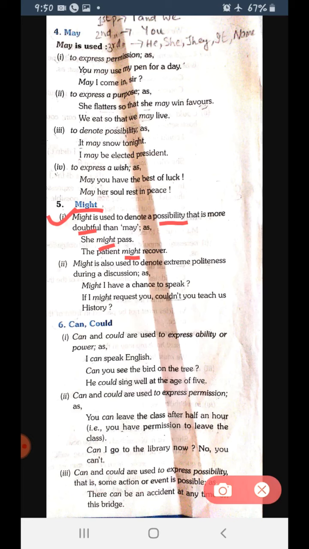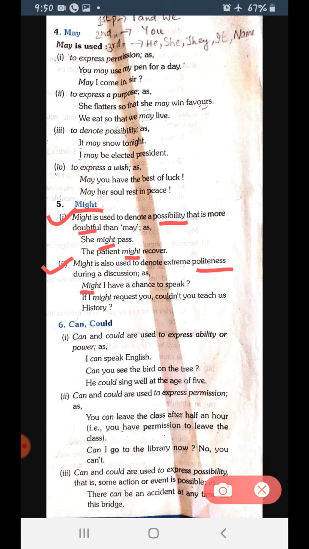Okay, point number 2. Might is also used to denote extreme politeness during a discussion. When we discuss with two or three or more persons, might is used to show extreme politeness. Example number 1, might I have a chance to speak? That means you all were speaking, so can I put up my point now? So we use the word might in order to show extreme politeness. Might I have a chance to speak?